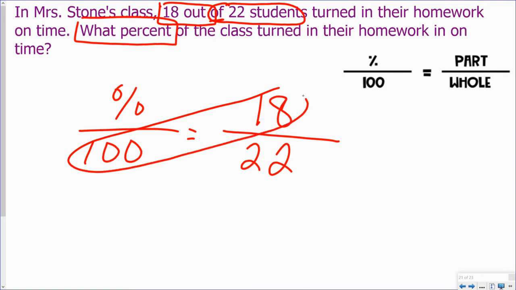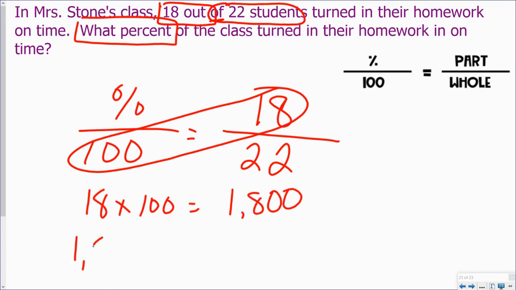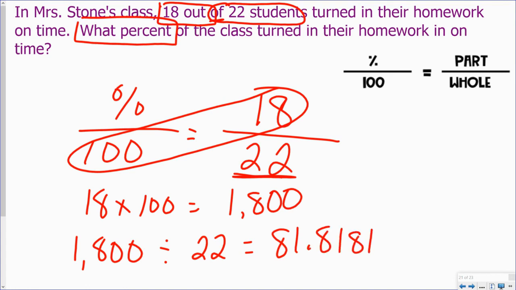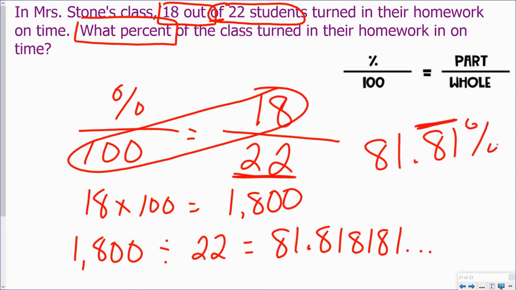And now I would cross multiply. 18 times 100 would give me 1,800. I take my 1,800, divide it by my 22 here. And when I do that, I get 81 and then decimal 81, 81, 81, and that continues. So my percentage that I would have here would be 81 and 81 with a line over it because again that line means repeating percent.